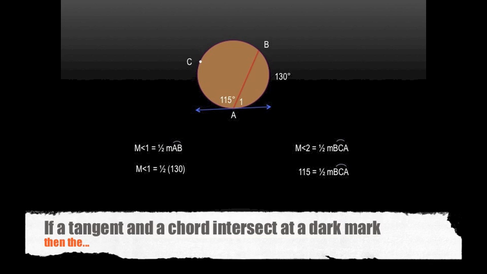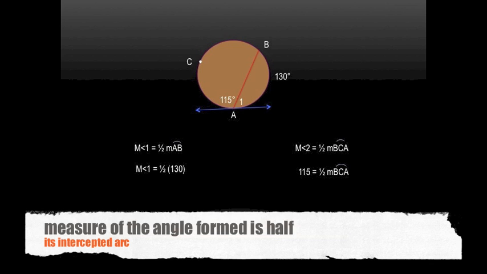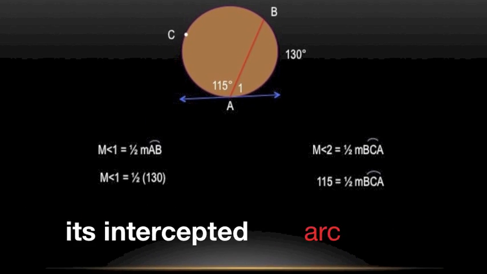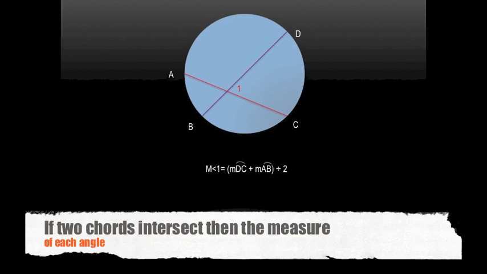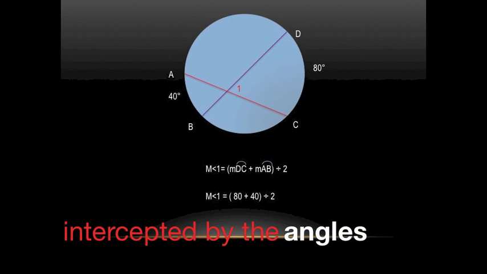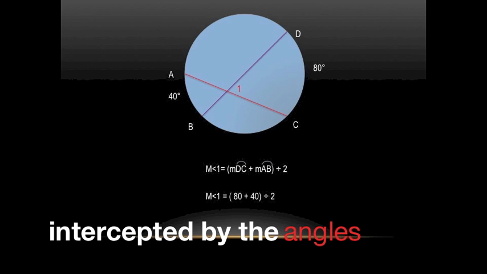If a tangent and a chord intersect in a dark arc, then the measure of the angle formed is half its intercepted arc. Two chords intersect, then the measure of the angle is half the sum of the measures of the arcs intercepted by the angles.